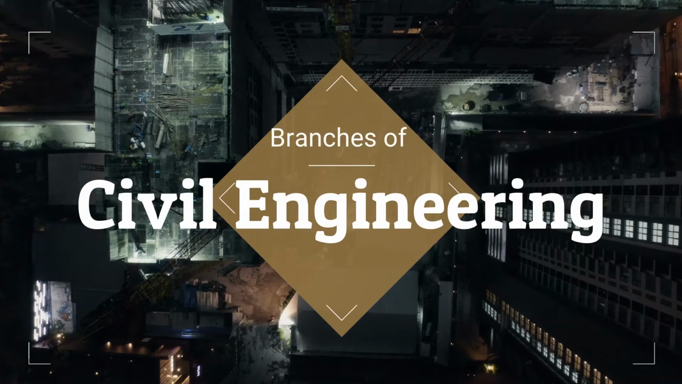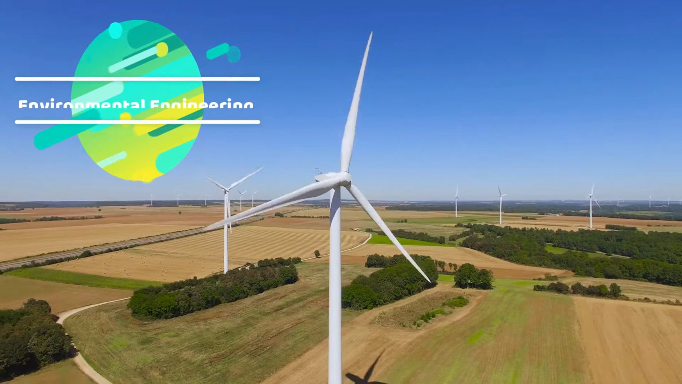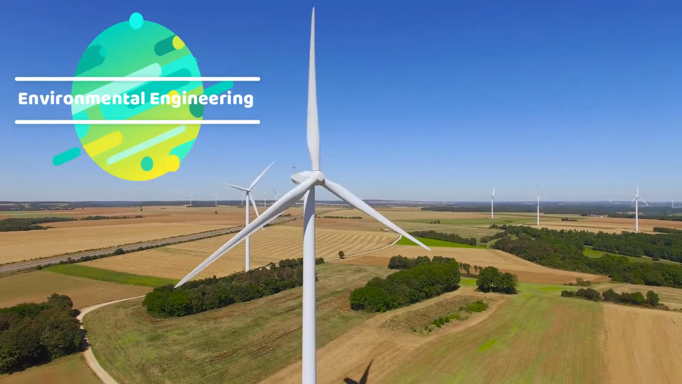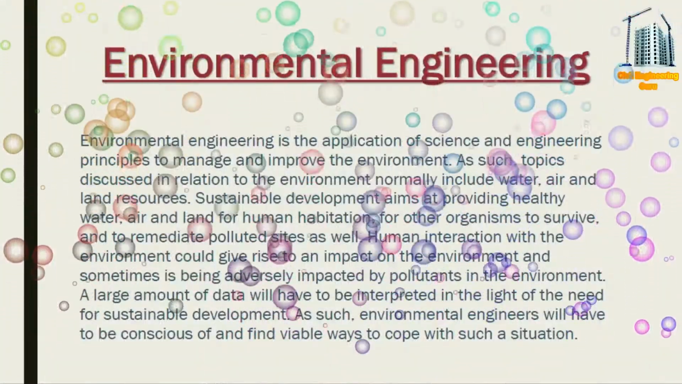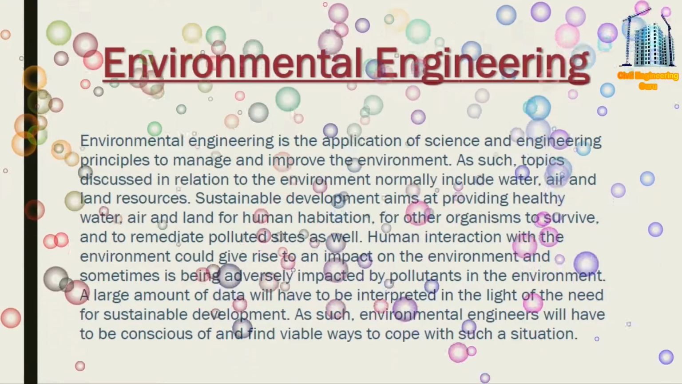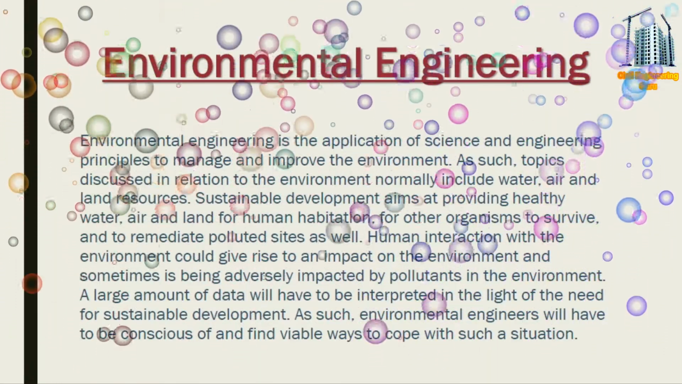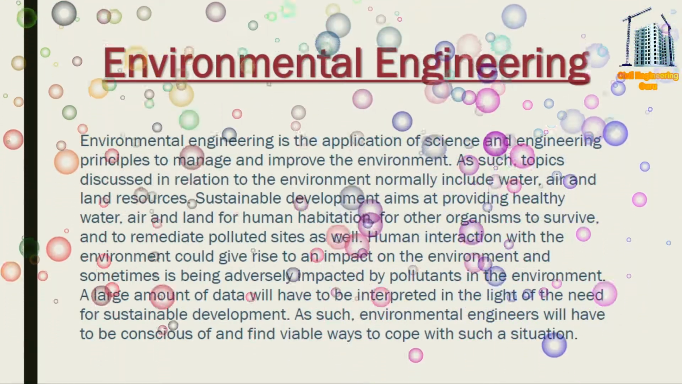As you all know, we are discussing branches of civil engineering. Today our topic is environmental engineering, a branch of civil engineering. So, moving toward our topic: what is environmental engineering? Environmental engineering is the application of science and engineering principles to manage and improve the environment. As such, topics discussed in relation to the environment normally include water, air and land resources.